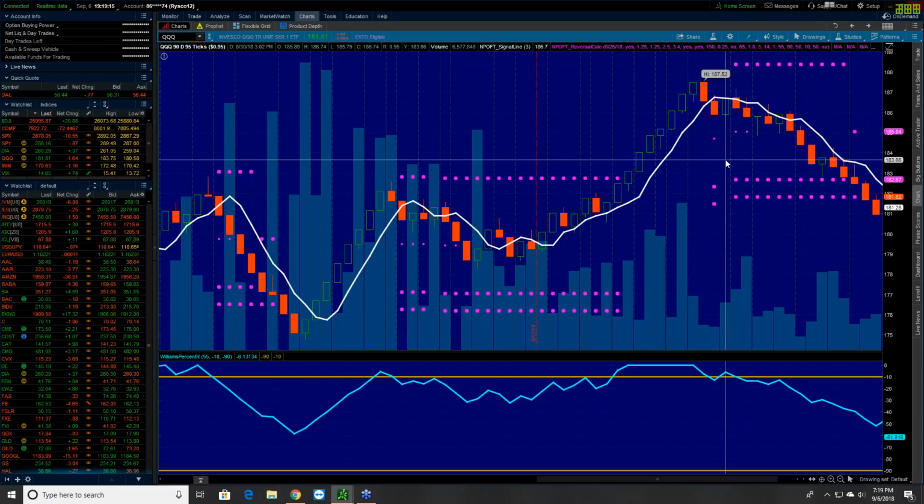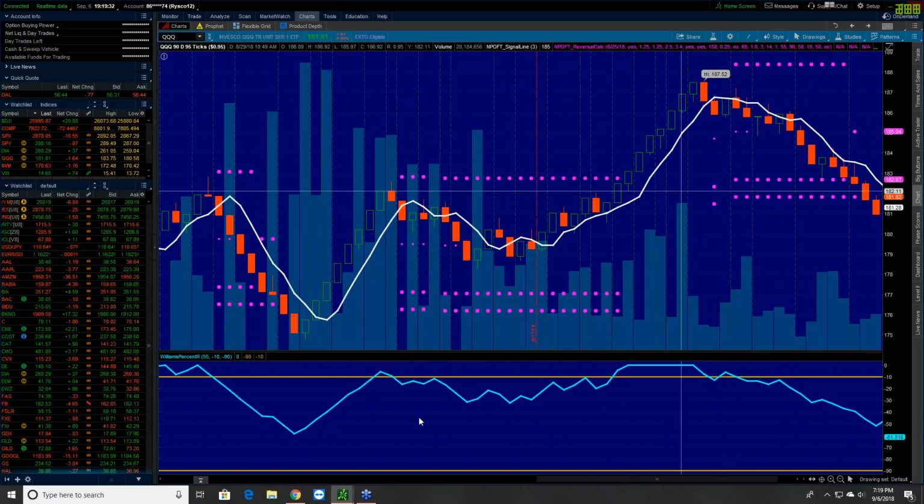We look for a minimum of a 2/3 win rate. I want to win 66% of the time at a minimum. If I can do that and combine that with the fact that my winners are larger than the losers, that's going to set me up for really nice, consistent results over time.